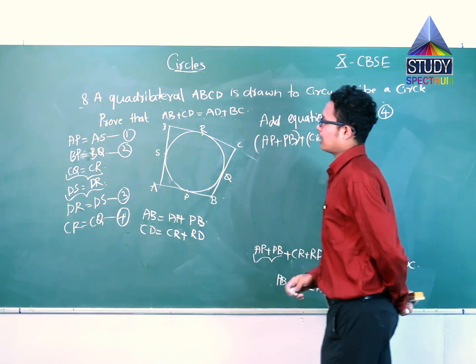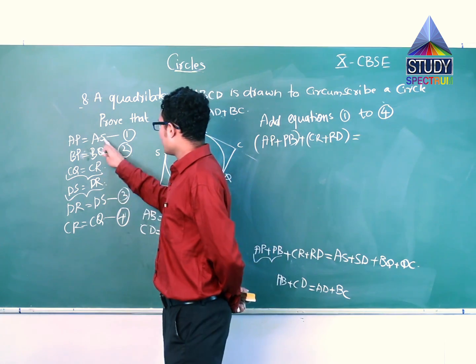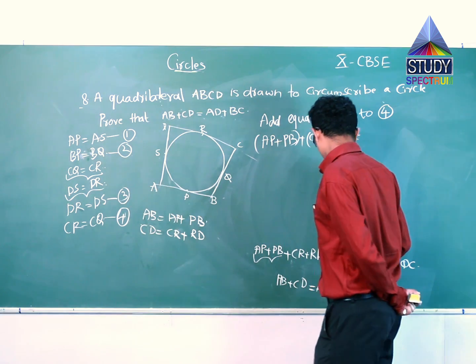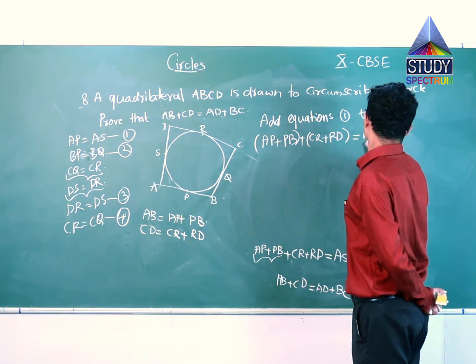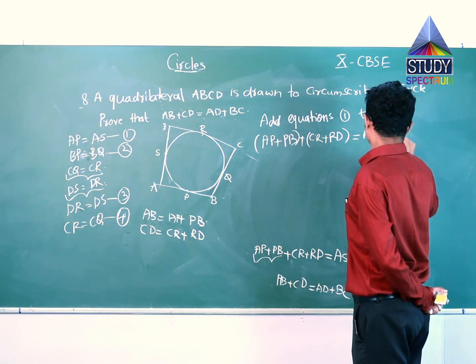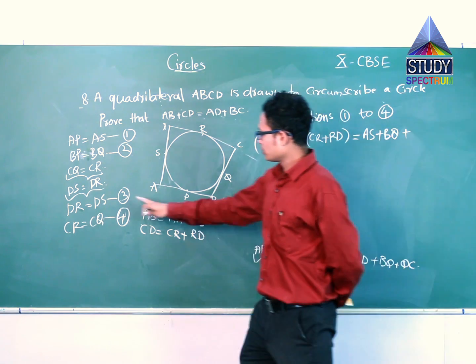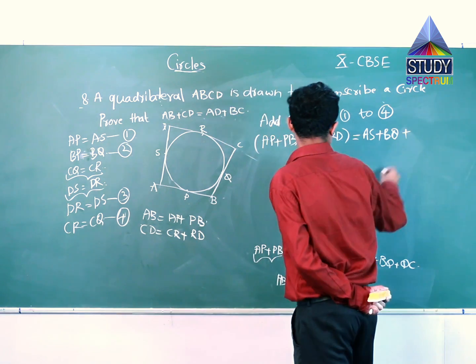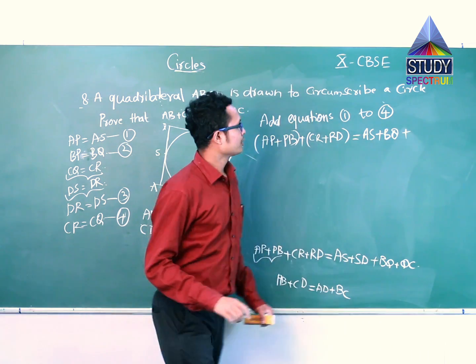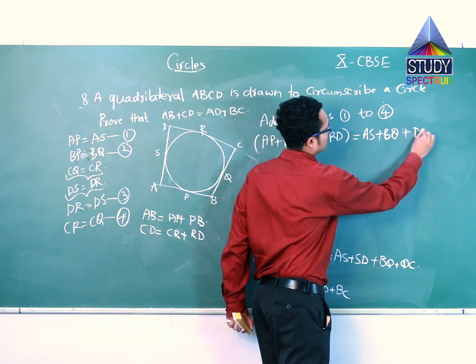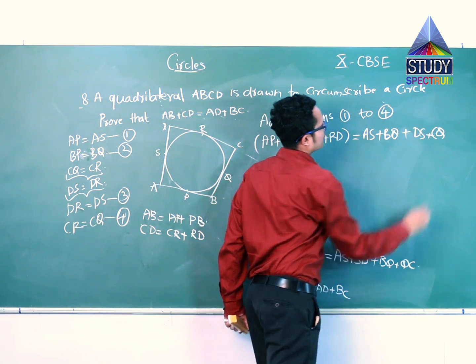is equal to, I'm adding the right hand side now, AS plus BQ, plus you have DS plus CQ.